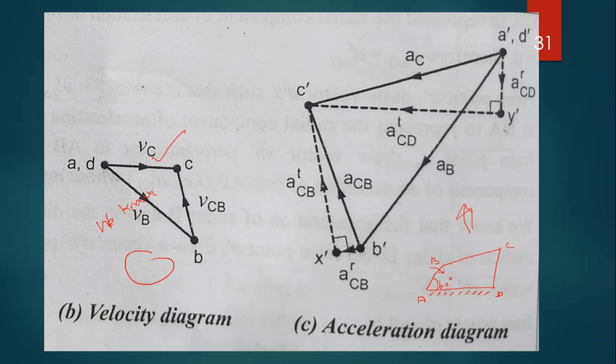So, now fix the points A dash, D dash, similar to here A dash, D dash. This is the fixed point, because in the configuration diagram point A and point D both are fixed points. Now, take the link AB, input link.